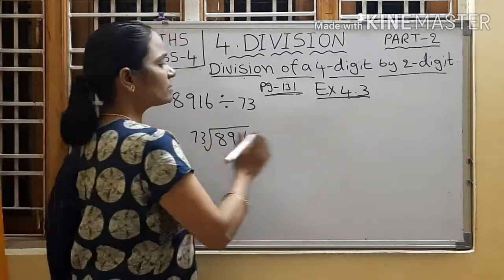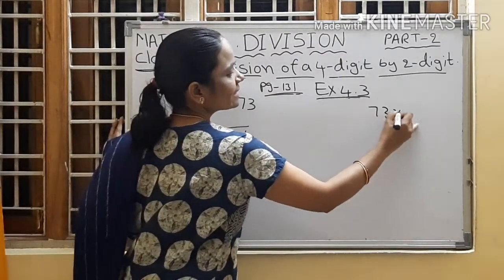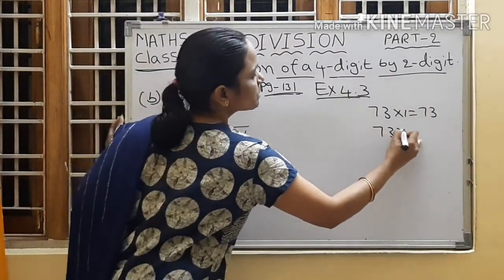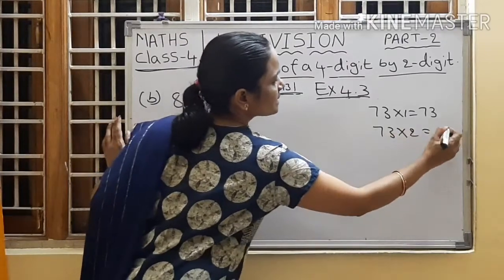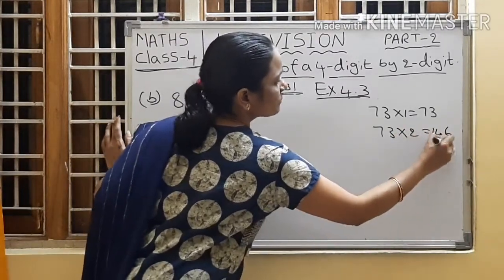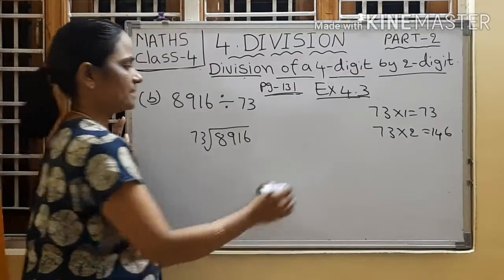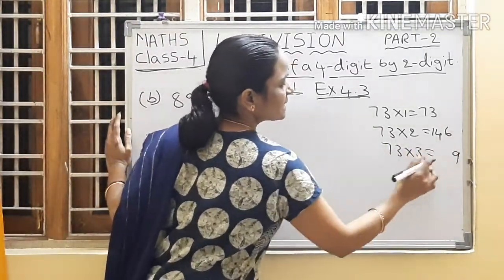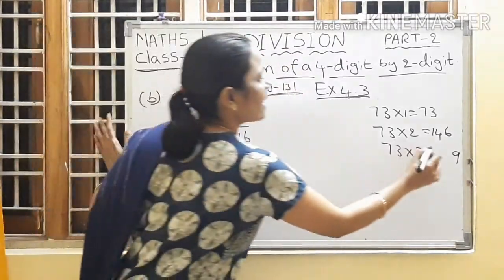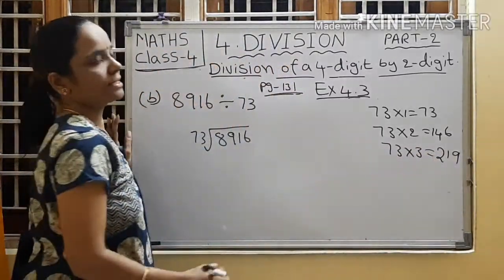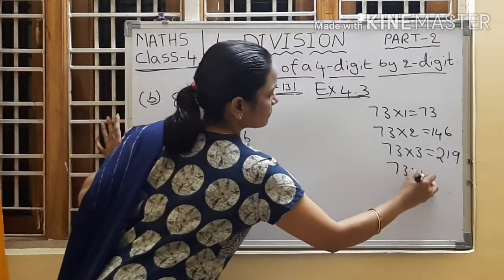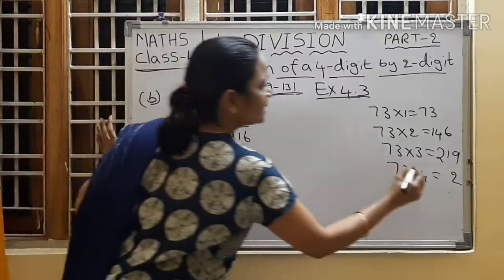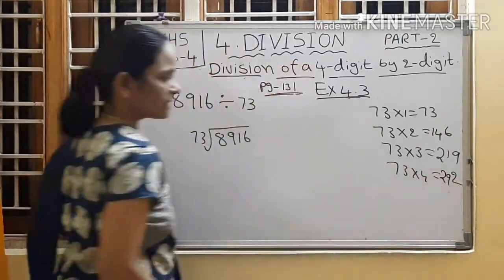Okay, now write down the 73 table. 73 ones are 73. 73 twos are how much? 2 threes are 6, 2 sevens are 14, 146. 73 threes: 3 threes are 9, 3 sevens are 21. Okay. 73 fours: 4 threes are 12, 7 fours are 28 plus 1, 29. Yeah, okay, we will check.